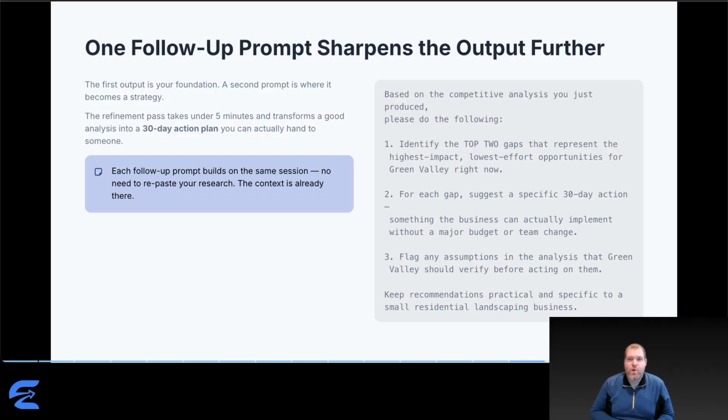After the initial output, one follow-up prompt takes it from analysis to action plan. You're asking AI to identify the top two highest impact, lowest effort opportunities, suggest a specific 30-day action for each, and flag any assumptions that need to be verified before acting. The follow-up builds on the same session. You don't repaste your research. The context is already there. This is where the output stops being a document you read and starts being something you can hand to someone with a clear instruction. The whole process, start to finish, is under 30 minutes.